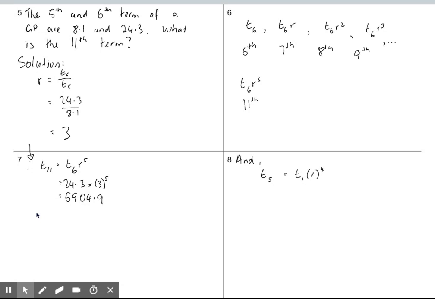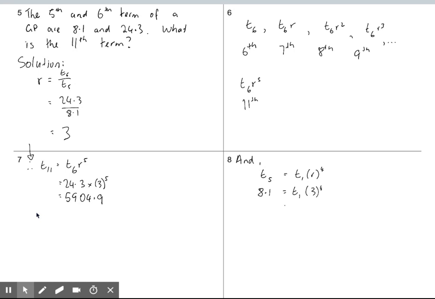Tn equals T1 times R to the power of n minus 1. So T5 equals T1 times R to the power of 4. Good news, we know what T5 is already. It's 8.1. We don't know what T1 is, but that's okay because we're trying to work it out. And we know that R is 3 to the power of 4.